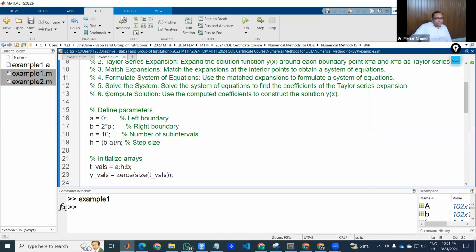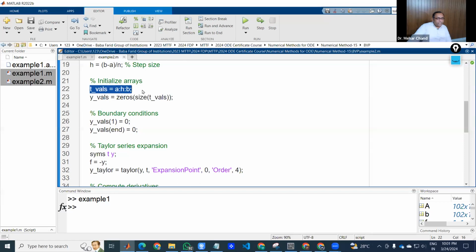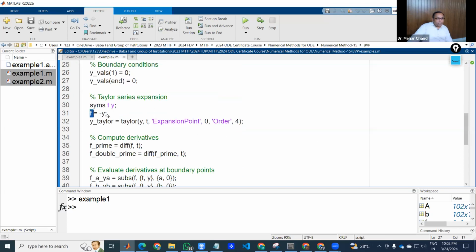Then after, we will use the computed coefficients to construct the solution. So here, this is the left boundary, this is the right boundary. B is equal to 2 pi. N, we are choosing here the number of subintervals as 10, and this is the step size, H is equal to (B minus A) upon N. Okay, and here are the t values, y values. These are similar steps. These are the boundary conditions which we are given. The left boundary is 0 and also the right endpoint is 0. Both are 0.